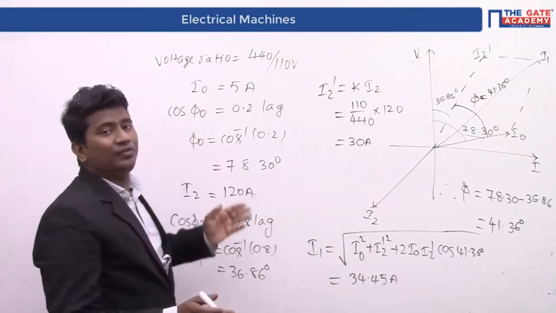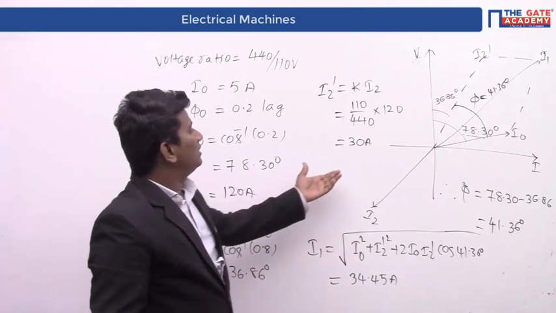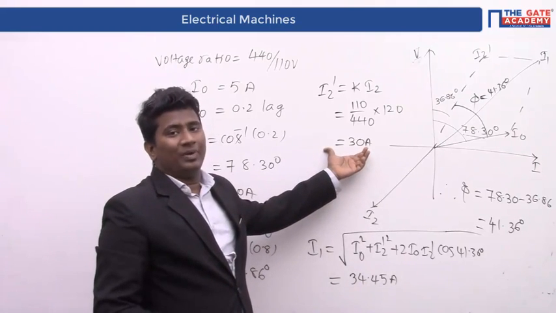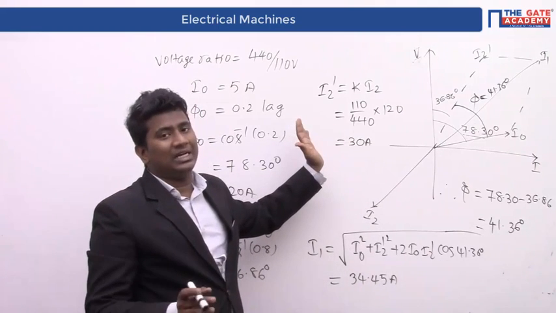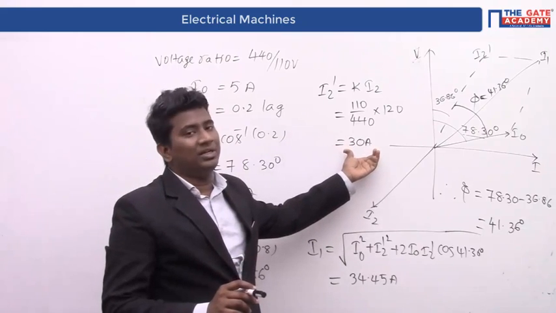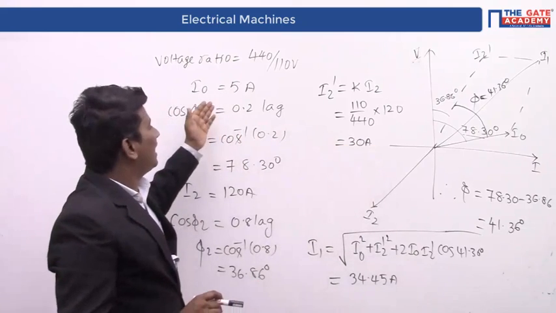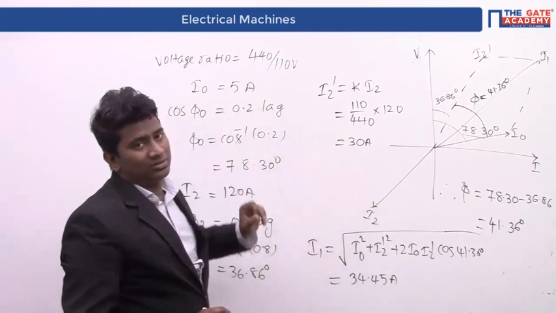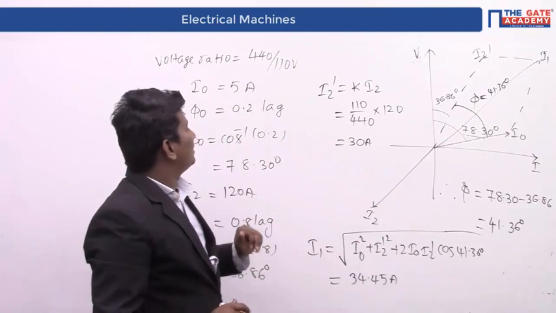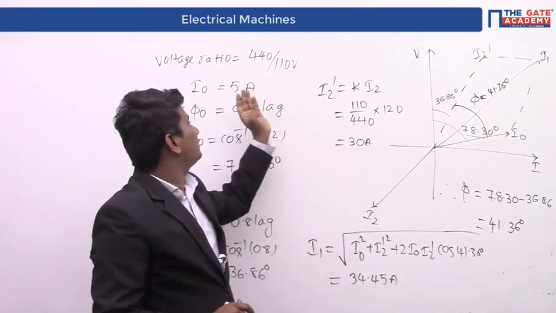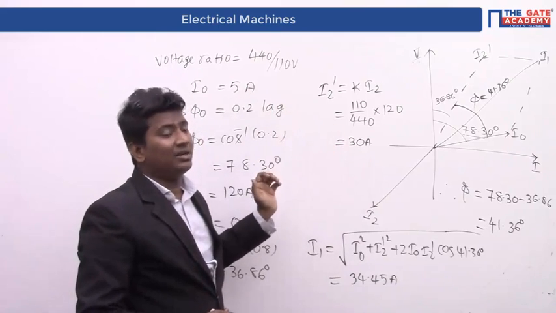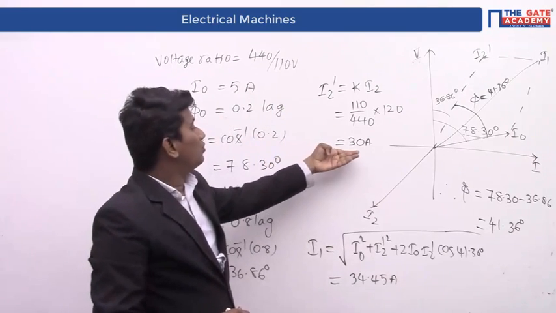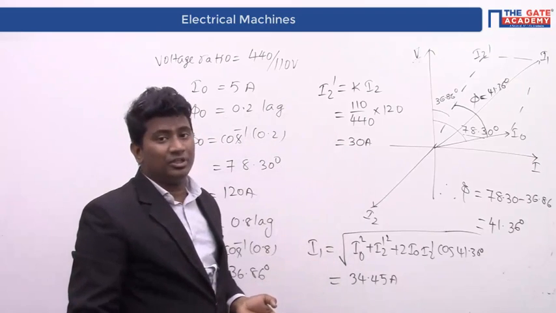Okay. Generally, how will we commit a mistake in this kind of questions? They are asking about referred to primary. Generally, referred to primary means we need to transfer the secondary side current to the primary side, and we will stop at 30 amperes. The resultant answer you are expecting is root of 30 square plus 5 square. Some options you will get are 30 plus 5, which is 35. One option will be 35. The second option is root of 30 square plus 5 square. That is also one possibility.